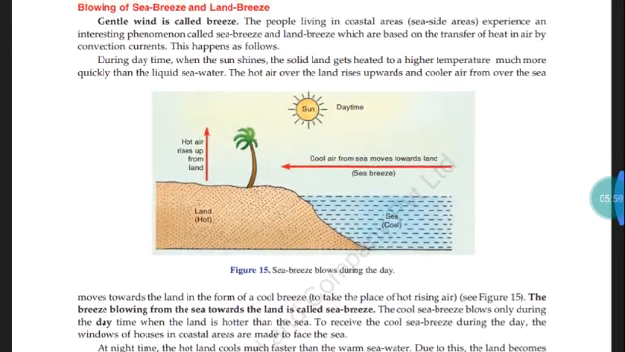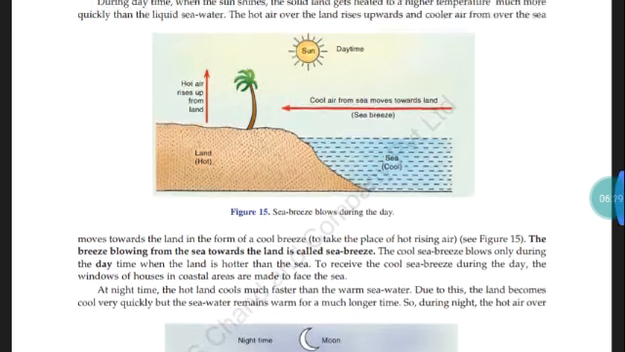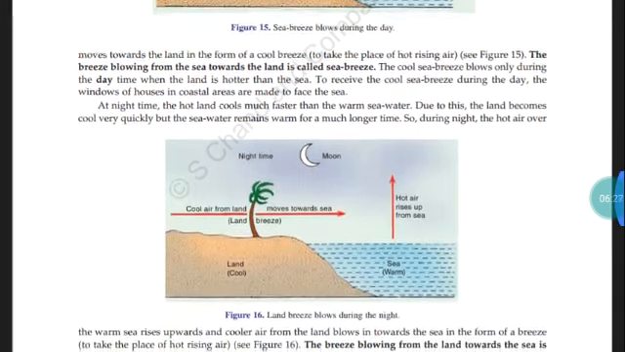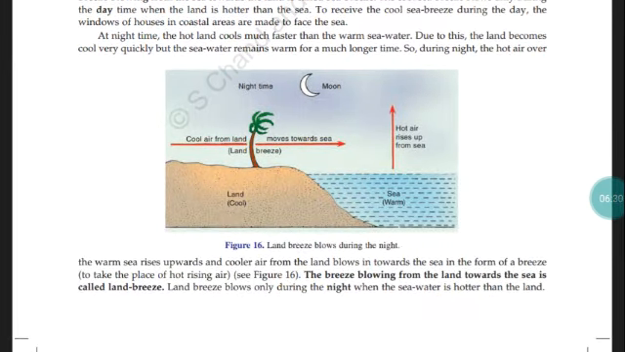People living in this type of place can observe a gentle wind called breeze, or what is known as sea breeze or land breeze. That is the most important example of convection in air. Sea breeze occurs during the day. As you can see here, cool air from the sea moves towards land, which is known as sea breeze, and land breeze blows during the night. Cool air from land moves towards the sea.